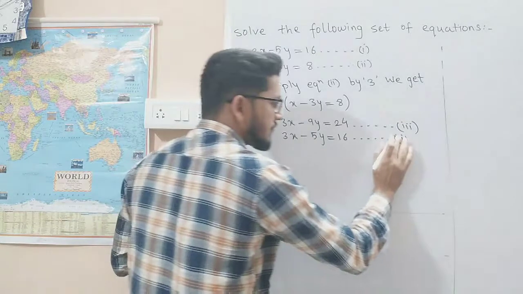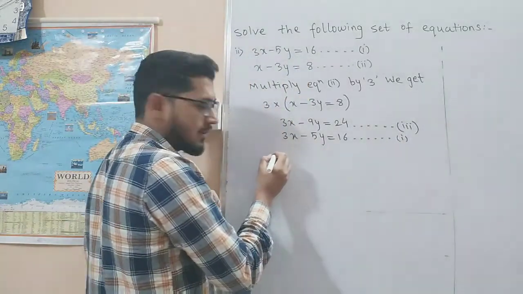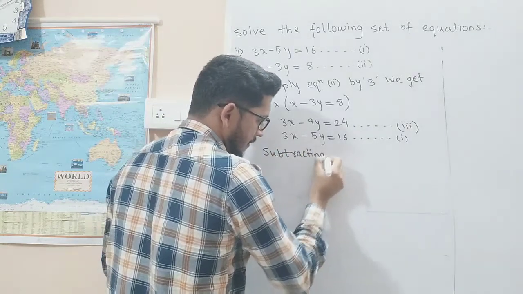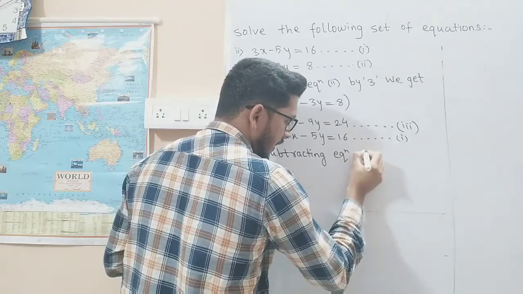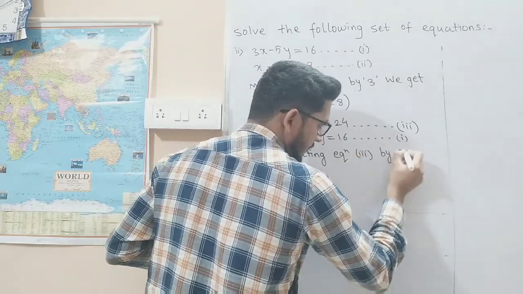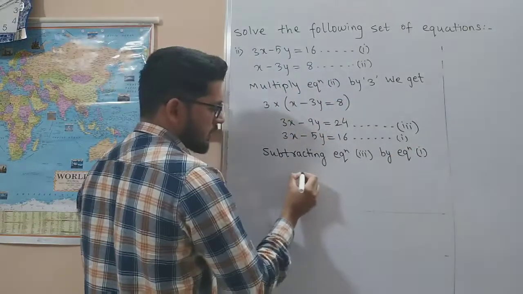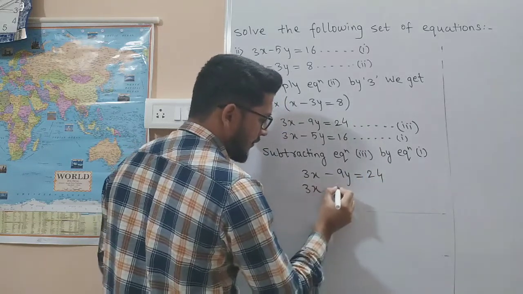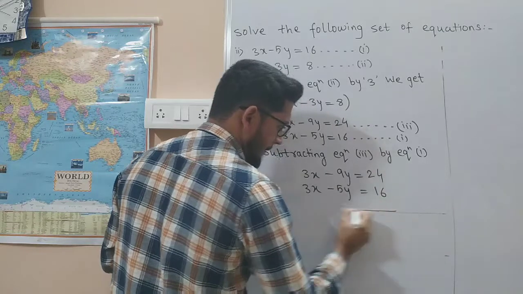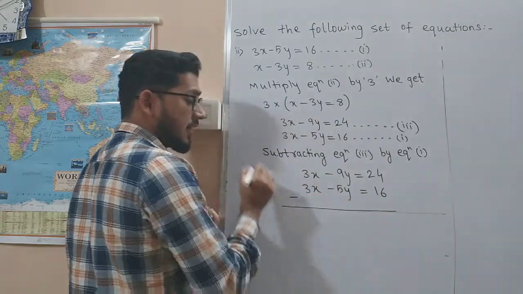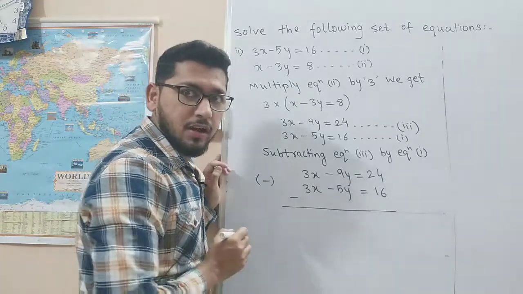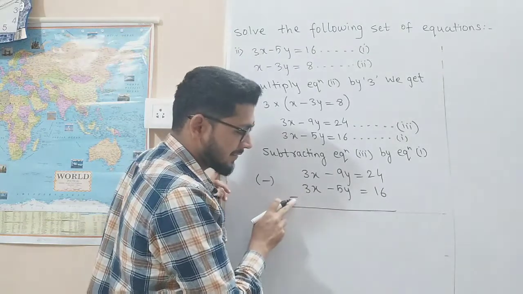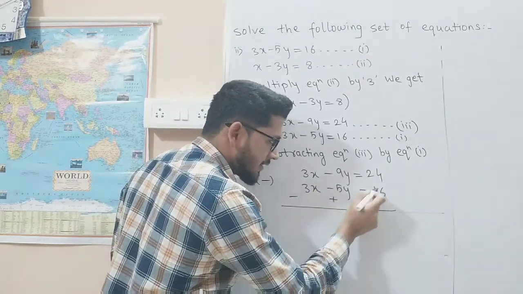So we will write here subtracting equation 3 by equation 1. We get, तो क्या आएगा, 3x minus 9y equal to 24 and 3x minus 5y equal to 16. Then minus, जब भी हम सब्ट्रैक्ट करते एक चीज याद रखो, सेकेंड इक्वेशन की साइन चेंज हो जाएंगी. Here it is plus 3x, will write minus. Here it is minus, will write plus. Then it is plus, will write minus.